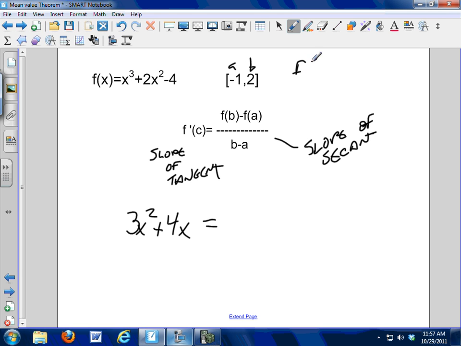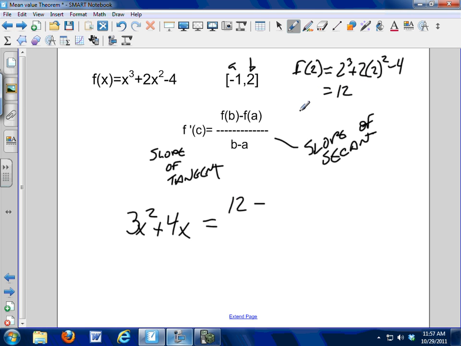So f of 2, do that as a little sidebar up here, is 2 cubed plus 2 times 2 squared minus 4. So 2 cubed is 8, 2 squared is 4, 4 times 2 is 8. So your 8 plus 8 is 16, minus 4 is 12. So f of b is 12.